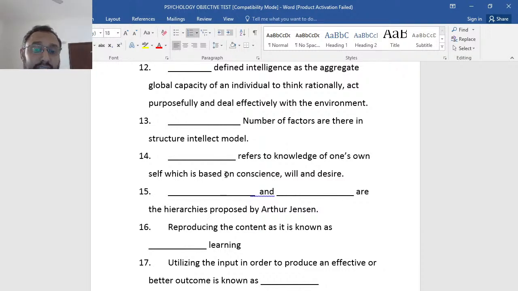Whenever you use the input in order to produce an effective or better outcome, that is called level 2, the cognitive competency. For example, if you give a student a question, (a plus b) whole square, and ask the child to do it, when the child is able to give you the answer as a square plus 2ab plus b square, that is the cognitive competency. The child is manipulating the given question and finding a solution to the problem.